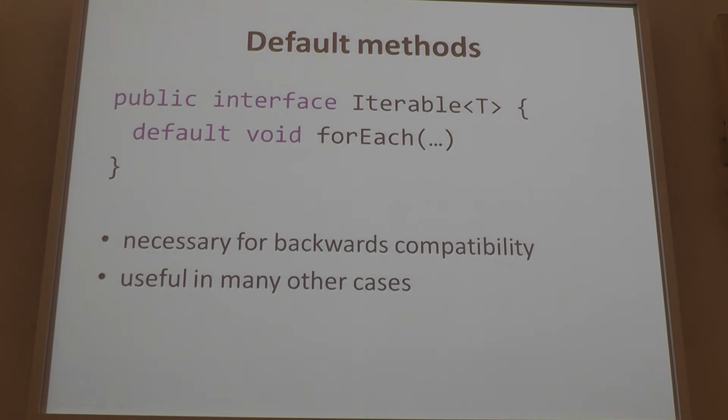Without them, it wouldn't be possible to add lambda expressions and the new stream API and parallel collections in any meaningful way. You would have to create some special classes without modifying the standard collections, and it would be very hard to use this API and to interoperate with older libraries and stuff like that. So it was added out of necessity, but it turns out it's useful in many other cases, and it is something quite similar to traits in Scala.